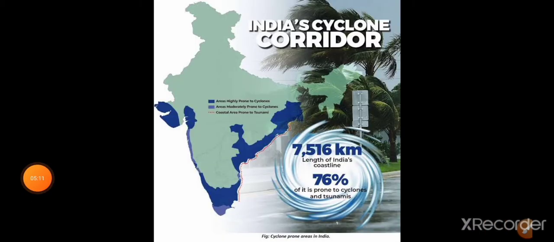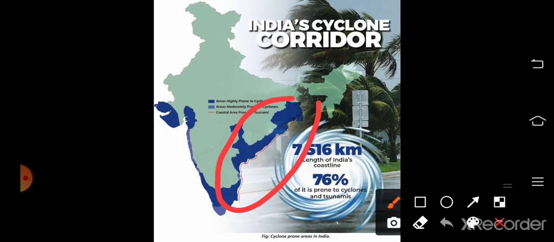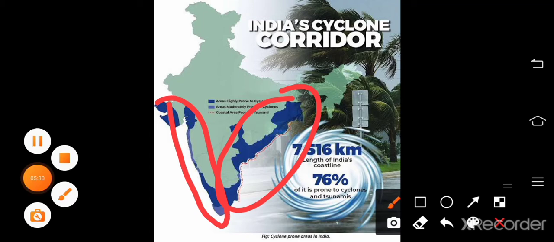So in this map, you can see the areas which are cyclone prone. That is especially the eastern coast, the states in the eastern coast, and also some in the west coast. Now we are analyzing some important facts about cyclones.